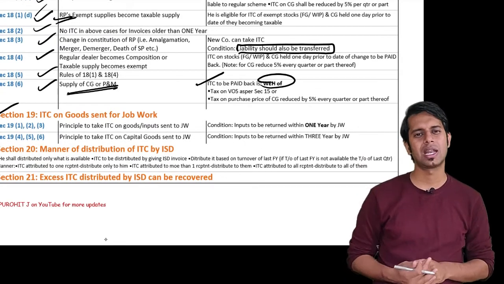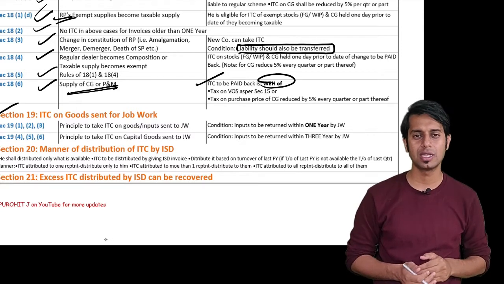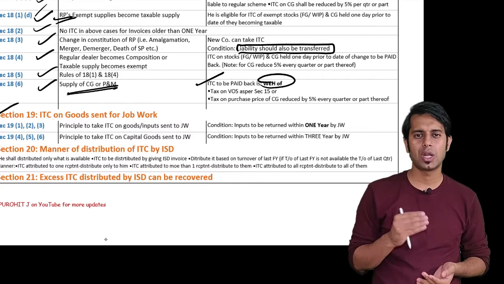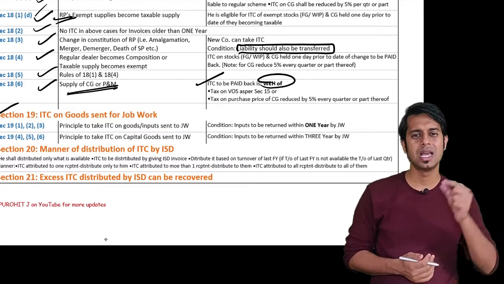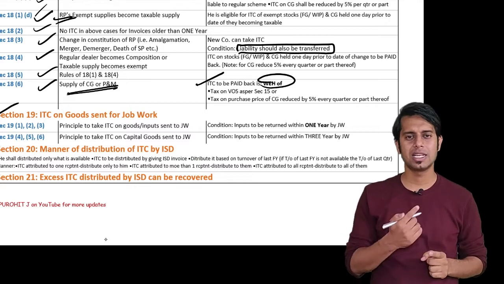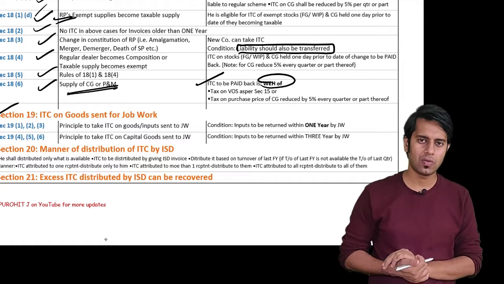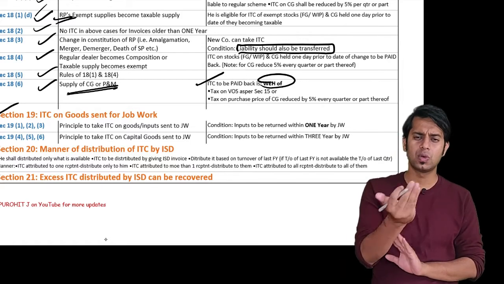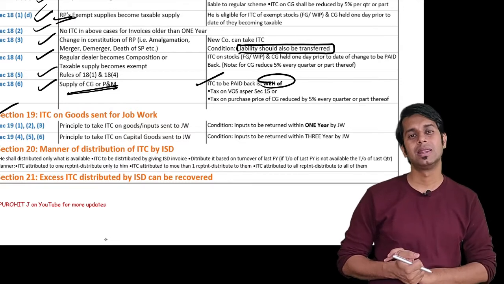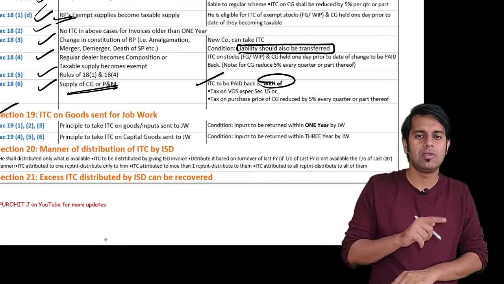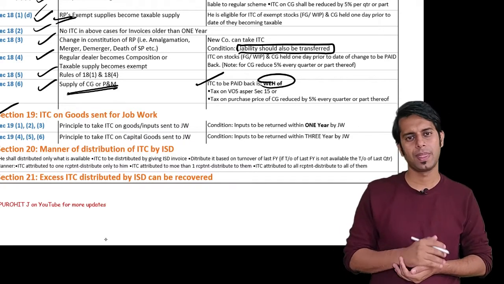Section 19 talks about input tax credit in case of a job worker. 19.1, 19.2, 19.3. Section 19 subsection 1 says principal can take input tax credit on goods or inputs supplied to the job worker. Section 19 subsection 2 says for goods directly supplied to the job worker, ITC can be taken by the principal. Section 19.3 says the time limit. If the goods are supplied to the job worker, ITC can be taken by the principal. However, if the inputs are not received back within 1 year from the date of supply, then it will be deemed as supply. It will be deemed that the principal has made the supply to the job worker.